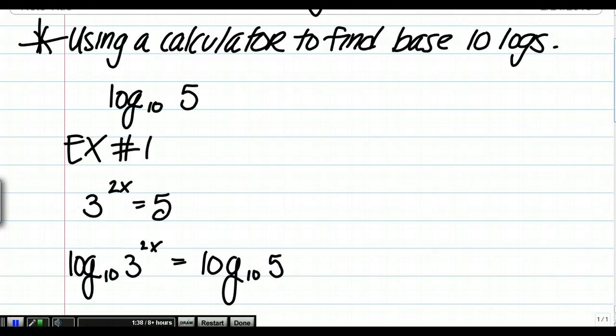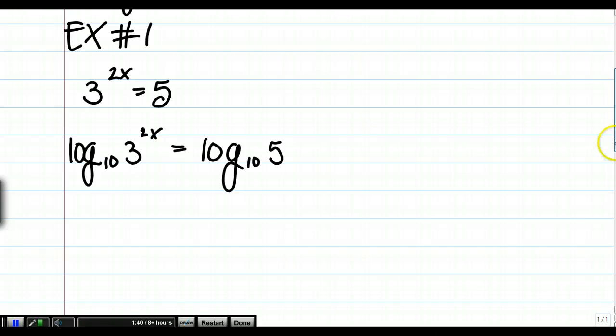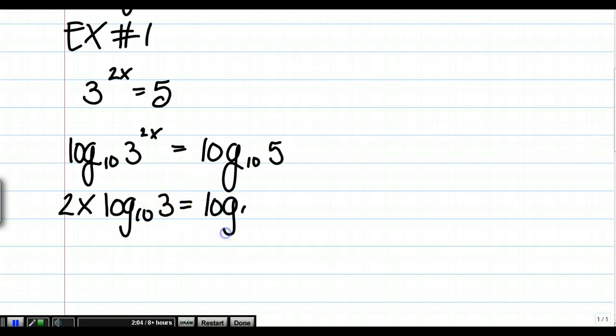So what I did is I just took the log of both sides, and now I can look here and go, okay, I'm going to use my laws of exponents that we learned in 10.5. I'm going to move this 2x to the front, so I'm going to have 2x times log base 10 of 3 equals, and then log base 10 of 5. So all I did was move the 2x down to the front.